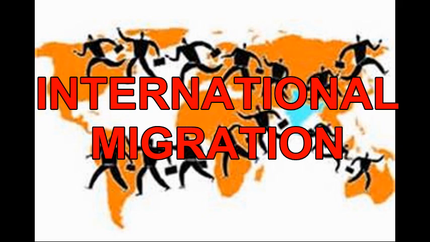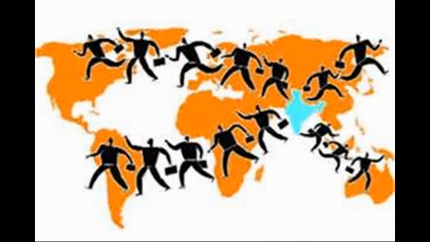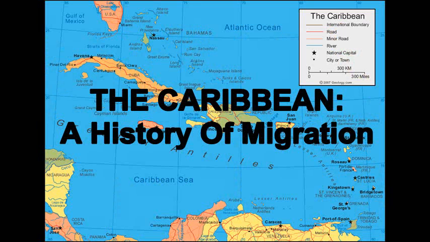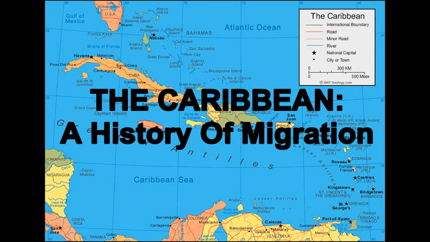The other major form of migration is international migration. This can be further divided into regional migration, voluntary migration, and forced migration. To make these terms clearer, we take a look at the Caribbean region. The Caribbean, a history of migration.